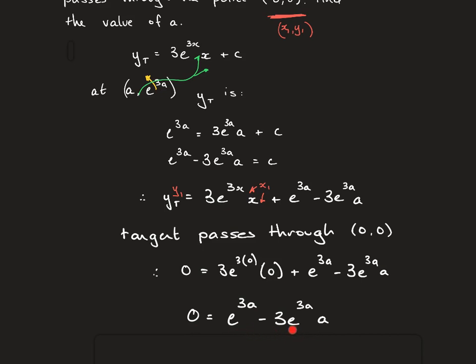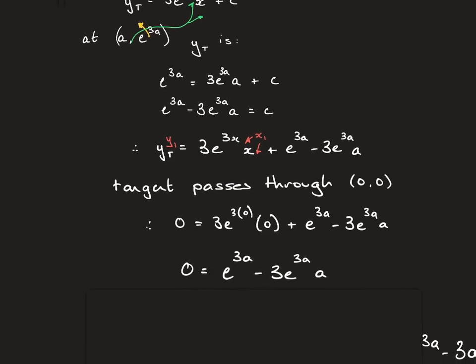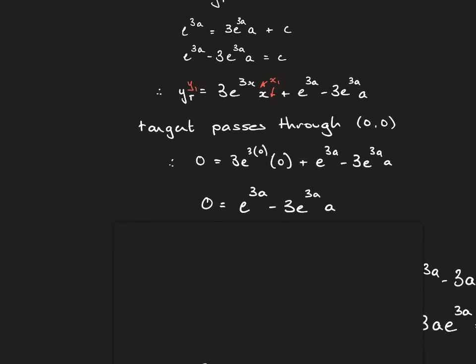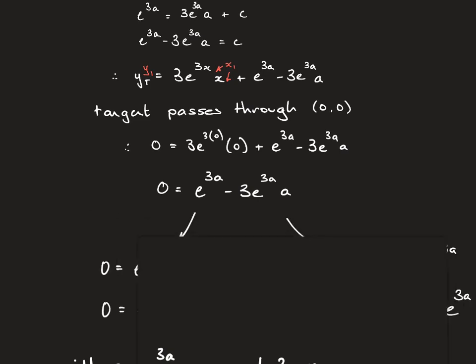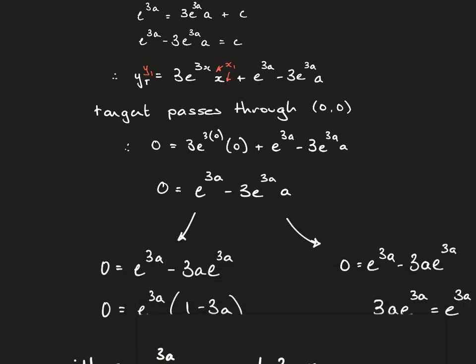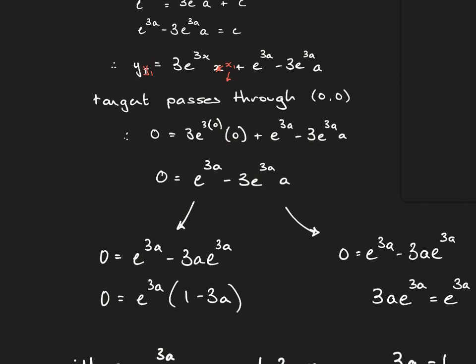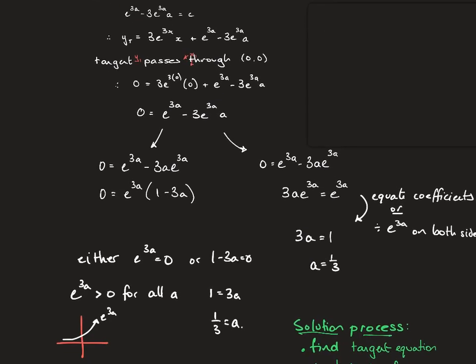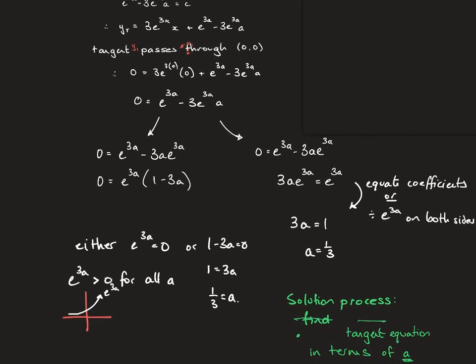Now you can already see there's a common factor here that you could take out. But before we go and do that, let's just be a little bit cautious, because there's actually a couple of ways that you could go about solving this. Okay, so let's have a look at the two solution processes that I've got here.